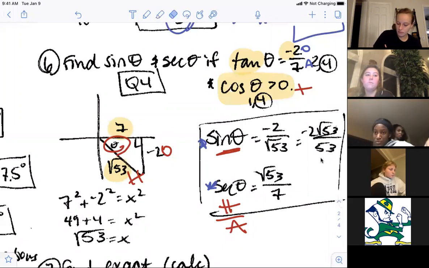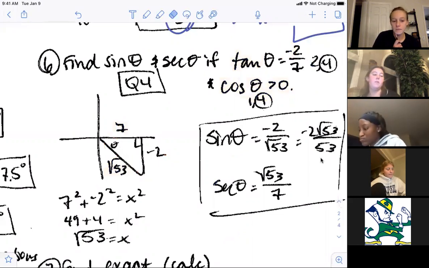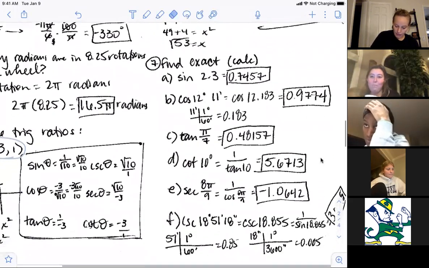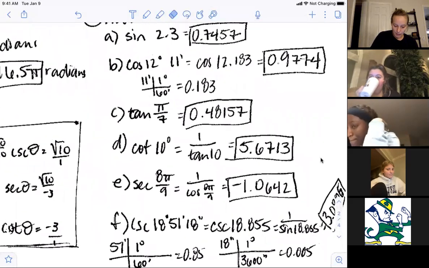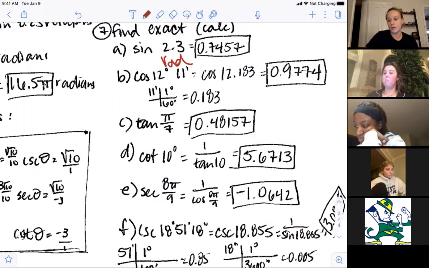All right. Any more questions on that one? All right, what about 7? I have a question, I didn't get the same answers as you on A, C, D, and F, so I'm confused on those. Okay. I bet your problem for A is that this is in radians, not in degrees. So 2.3 with no degree sign behind it means that it's in radians. So you need to be in the radians mode of your calculator.